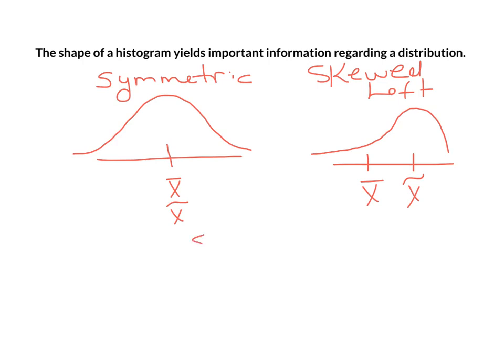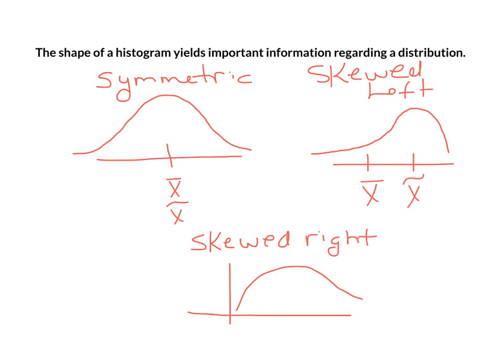The third type, I'm sure you can guess, is skewed right. Its tail goes out to the right. Its mean is affected by that and is pulled out to the right, and its median is not affected by it, and it is centered with its data. So you can see with skewed left data, x bar is less than the median. For skewed right data, x bar is greater than the median.